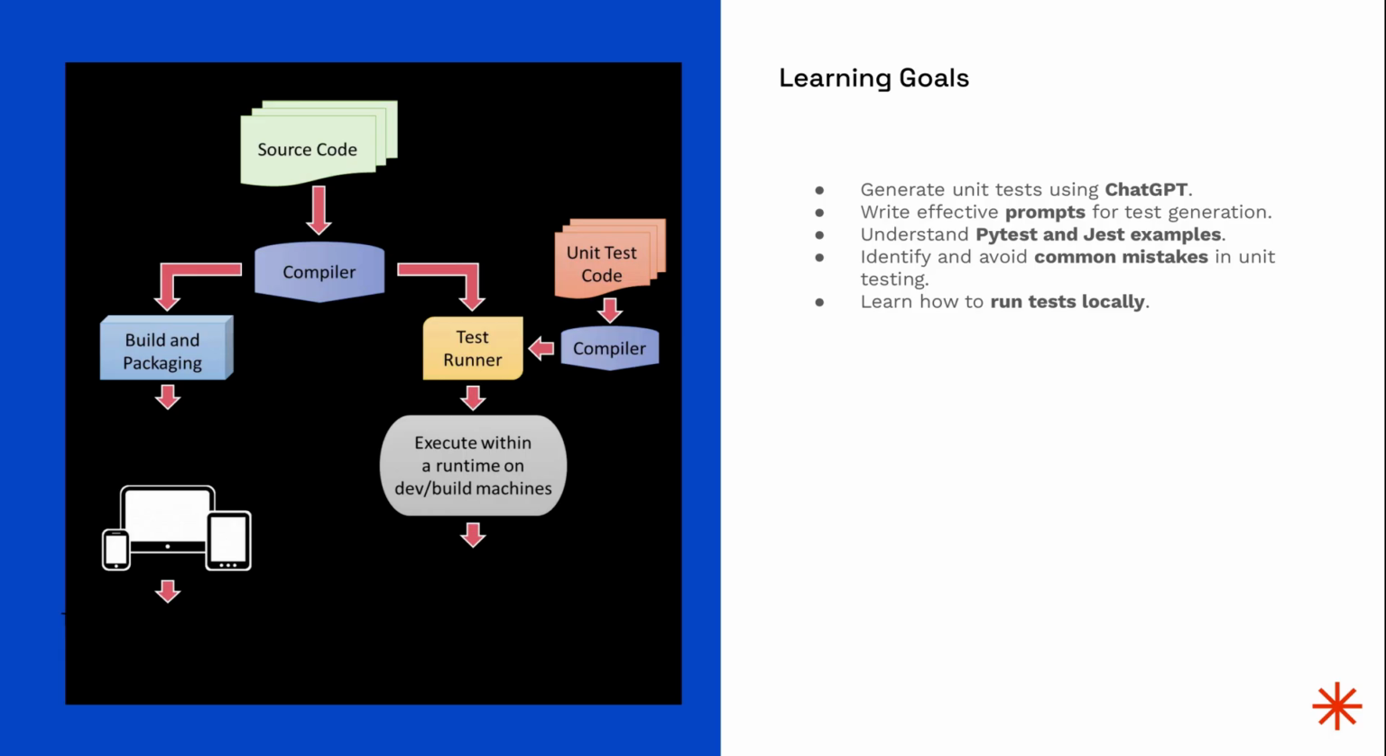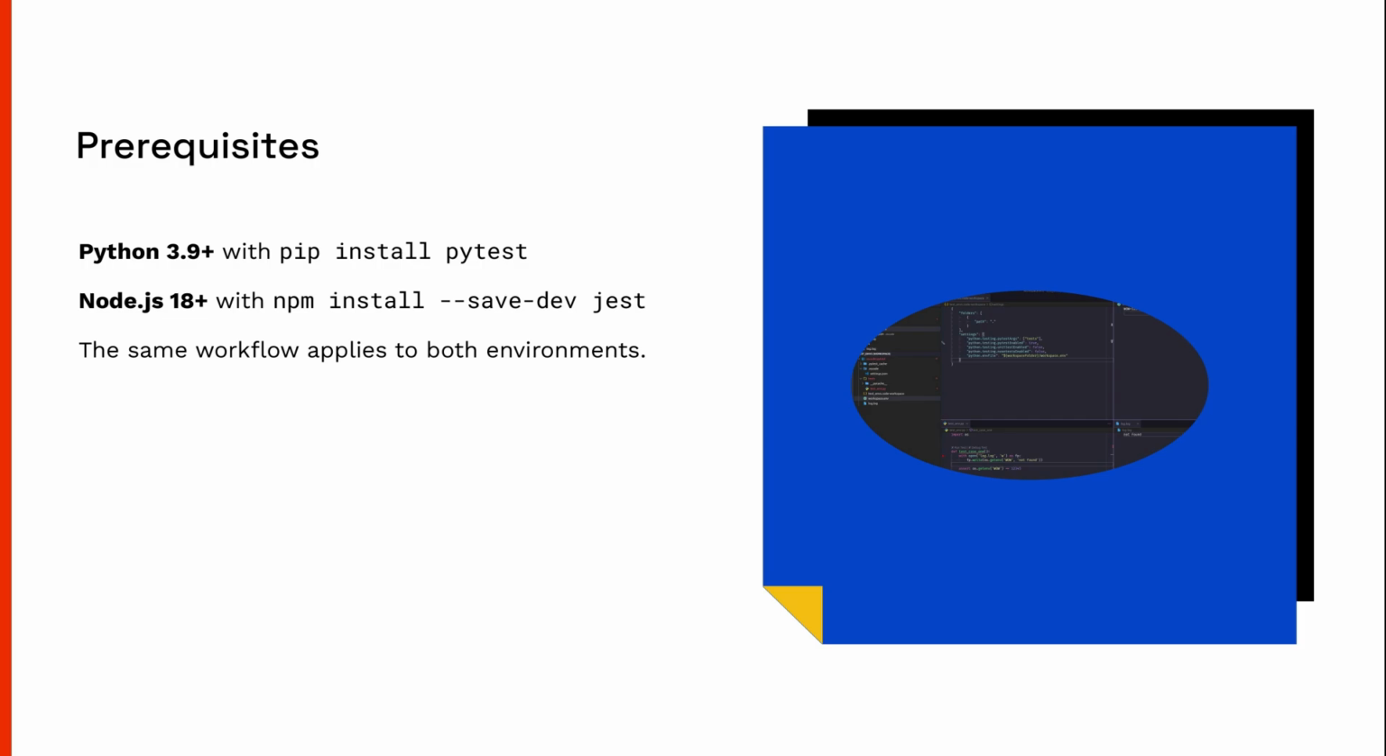Before we begin, here are the prerequisites. If you're using Python, make sure you have Python version 3.9 or higher installed, and install pytest using pip. If you're using JavaScript, install Node.js version 18 or higher, initialize a project, and install Jest as a development dependency. I'll demonstrate everything using Python and pytest, but the same workflow applies to JavaScript and Jest.